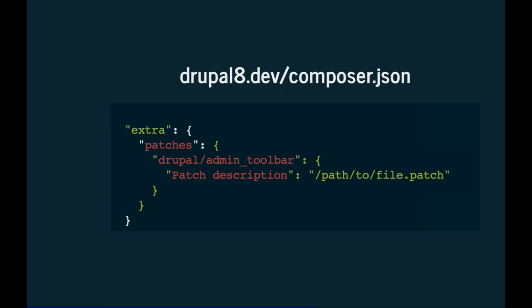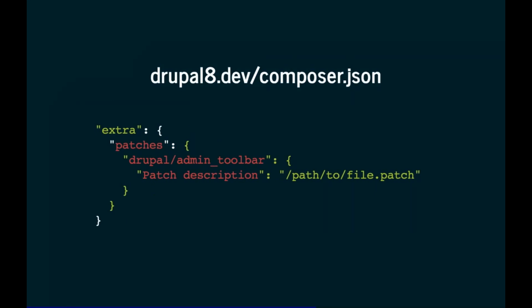And within the extra section, we have the patches section. In this section, for any package within my definition, I can say I want to apply a patch. So it goes something like this: extra, then patches, then the package name, or the module name in this case, and I give it a description, and give it a URL to a patch.